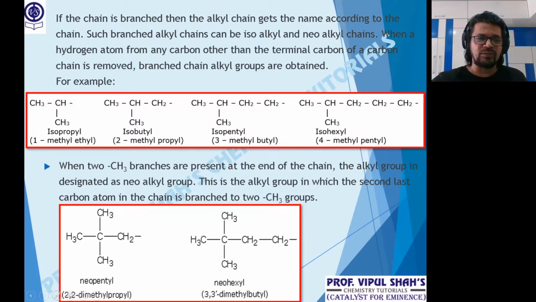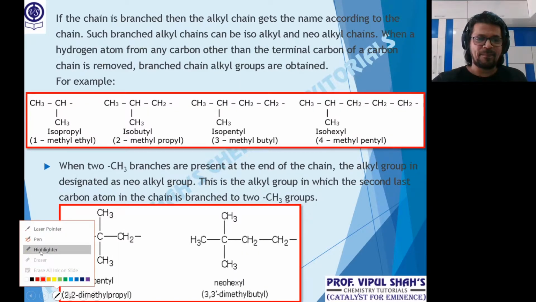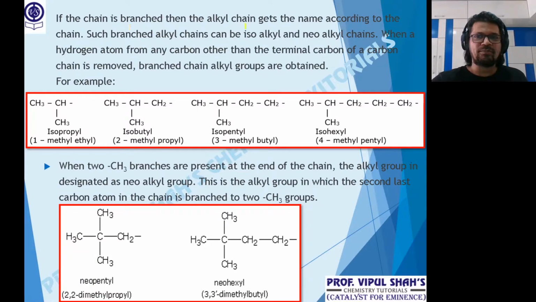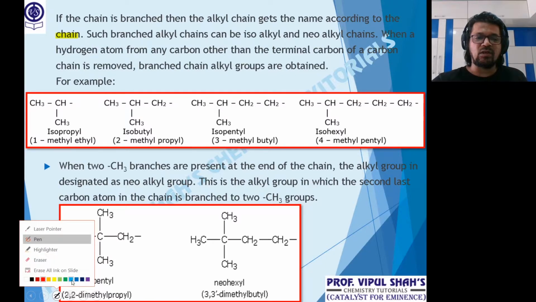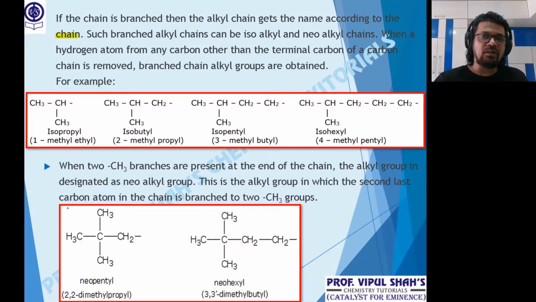All right. Observe this now. If a chain is branched, then the alkyl group gets the name according to the chain. Meaning, such branch chains can be iso or neo. When the hydrogen atom from a carbon atom other than the terminal carbon is removed, branch chain alkyl groups are obtained. So what we need to do over here is their numbering. And how is this numbering done? This numbering is done on a particular concept: wherever the branch starts, from there you will number it as a continuous chain.